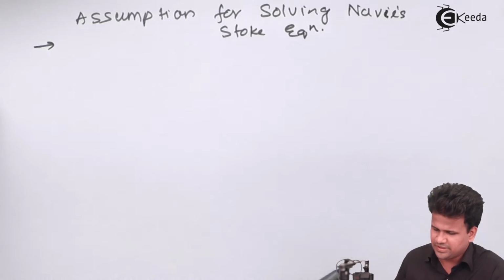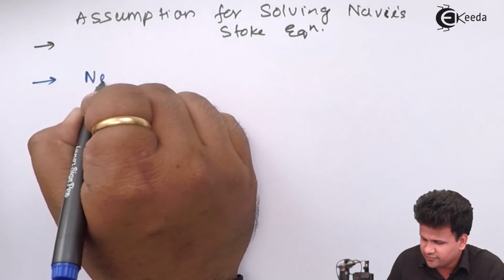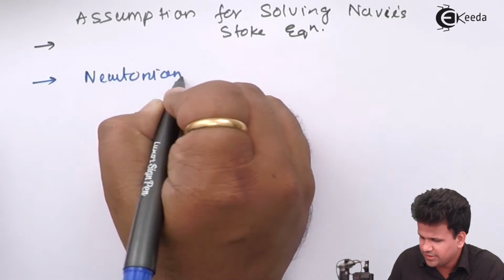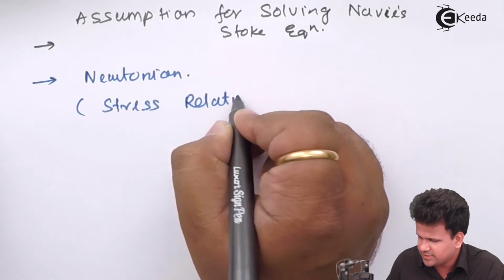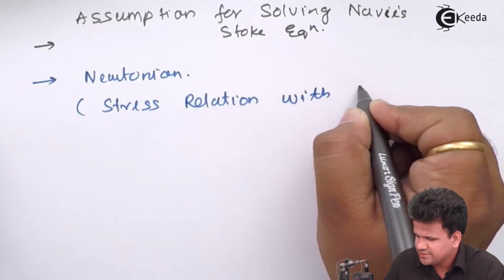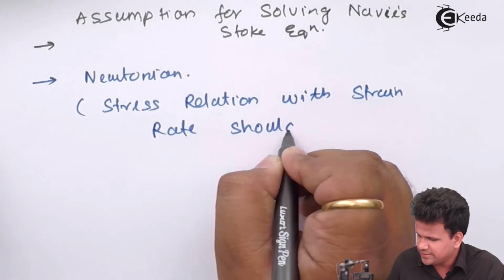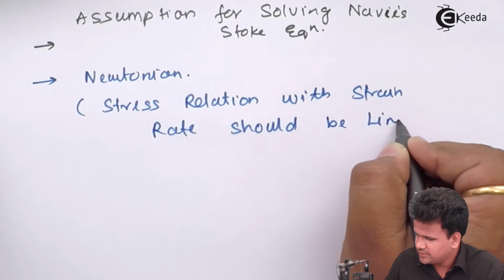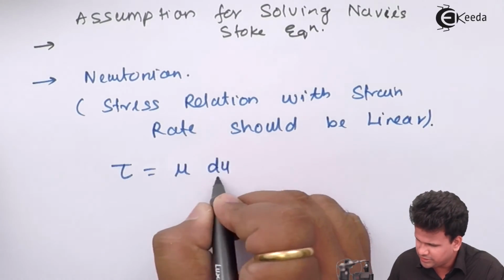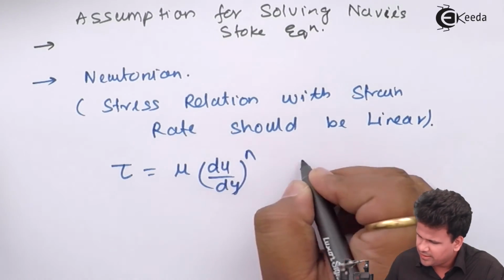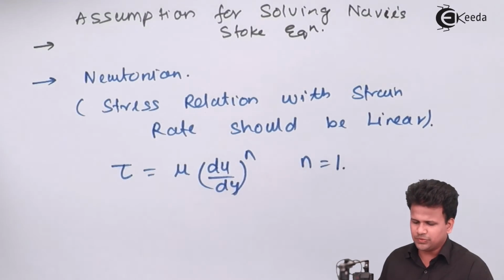So the first assumption which we need over here is that it should follow a Newtonian fluid. Now what is a Newtonian fluid? That is, the stress relation with strain rate should be linear. That means tau should be equal to mu into (du by dy) raised to n, where n should be equal to 1. The relationship should be linear and the fluid should be a Newtonian fluid.